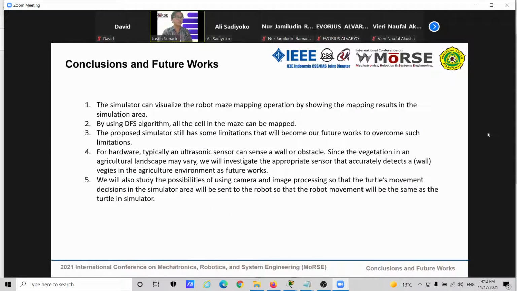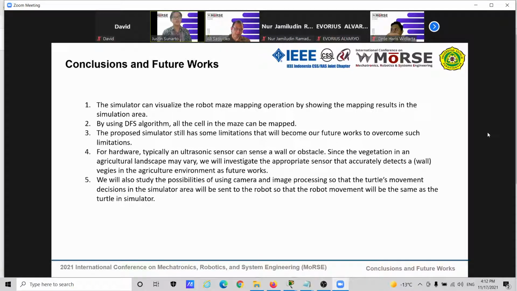Conclusion and future works. The simulator can visualize the robot maze mapping operation by showing the mapping results in the simulation area. By using the DFS algorithm, all the cells in the maze can be mapped. However, the proposed simulator still has some limitations that will become our future works to overcome. For hardware, we also considered the sensor that will be used. Typically, an ultrasonic sensor can sense a wall or obstacle.